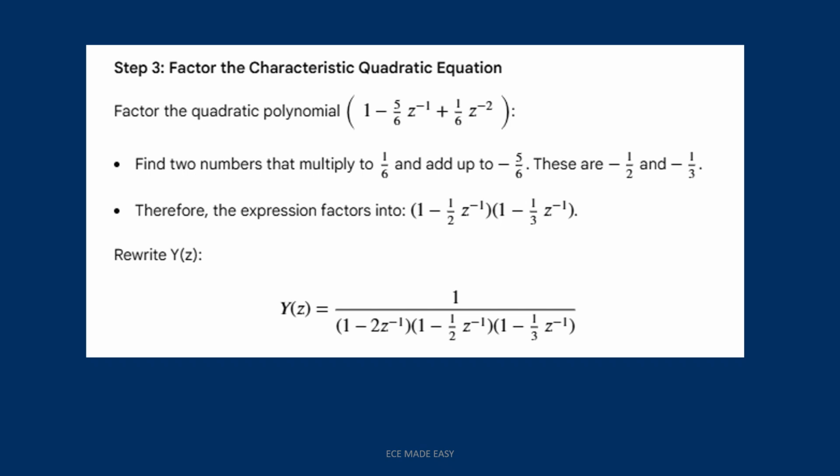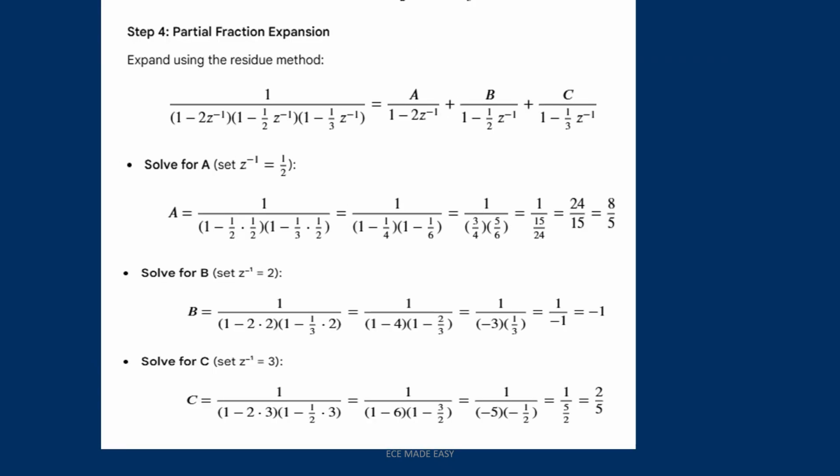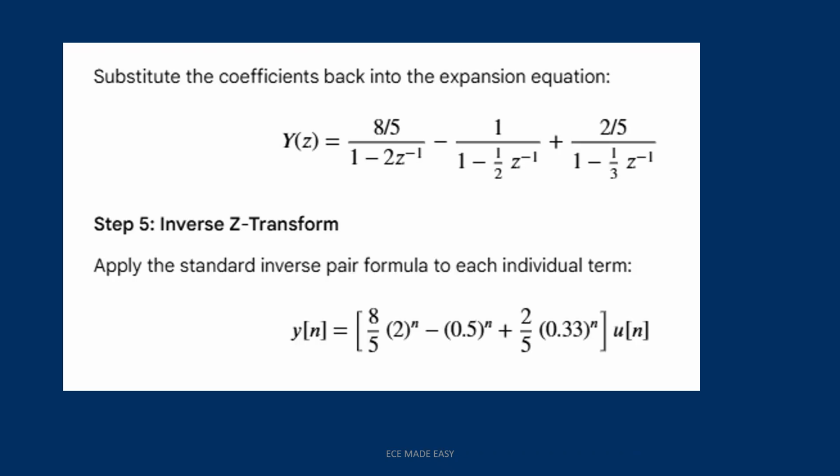So factor the characteristic quadratic equation. So for the total output we are getting y of z equal to 1 divided by the first root, second root and third root. Again similarly we have to solve using partial fraction: a divided by the first root plus b divided by the second root plus c divided by the third root. Finding the values of a, b, c, we are getting y of z as this equation. And in the same way we are taking the inverse z transform.